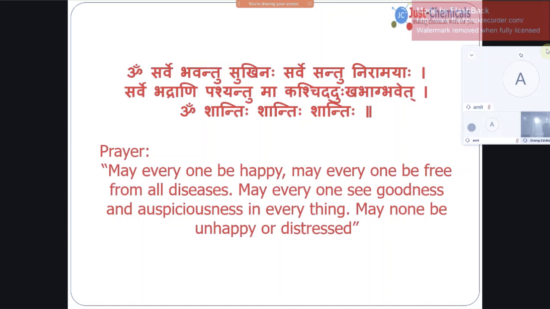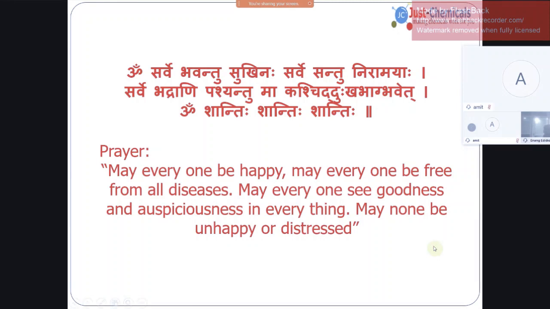Request God that may everyone be happy, may everyone be free from all diseases, may everyone see goodness and auspiciousness in everything. May none be unhappy or distressed. With this, we start our program.